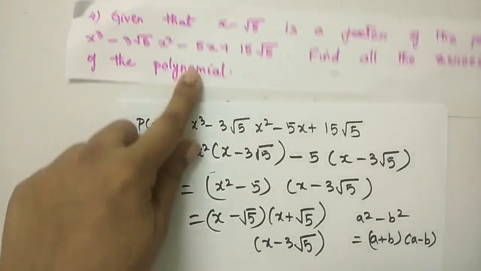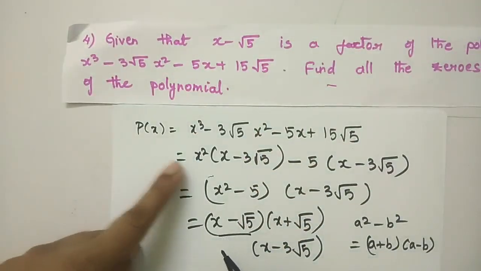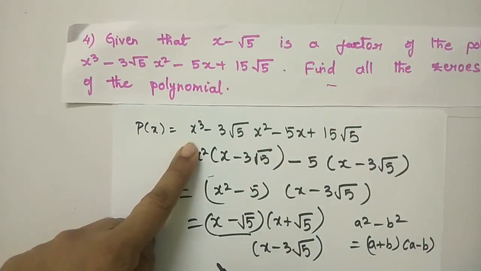They have already given that x minus square root of 5 is a factor. So this polynomial is a cubic polynomial, is it not? Power degree is 3. So it should get 3 factors. One is already given, x minus square root of 5. Remaining 2 are x plus square root of 5 and x minus 3 square root of 5.